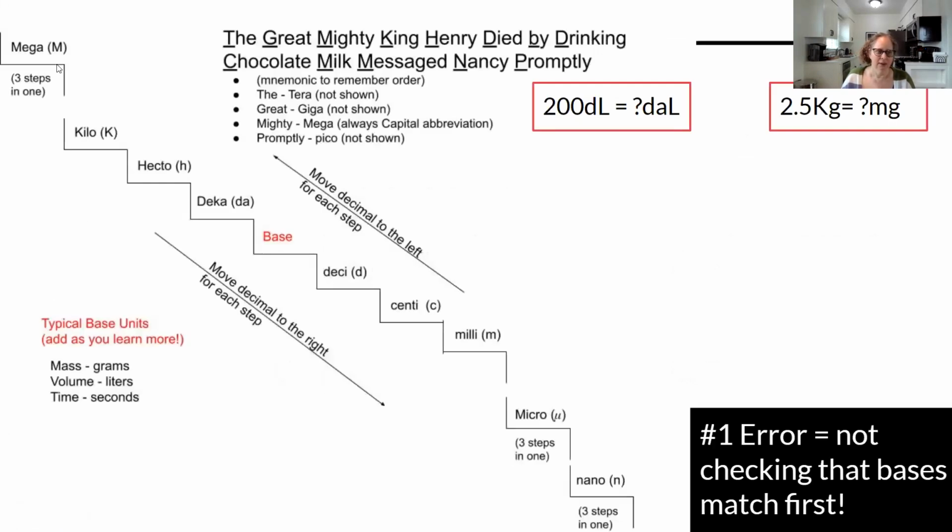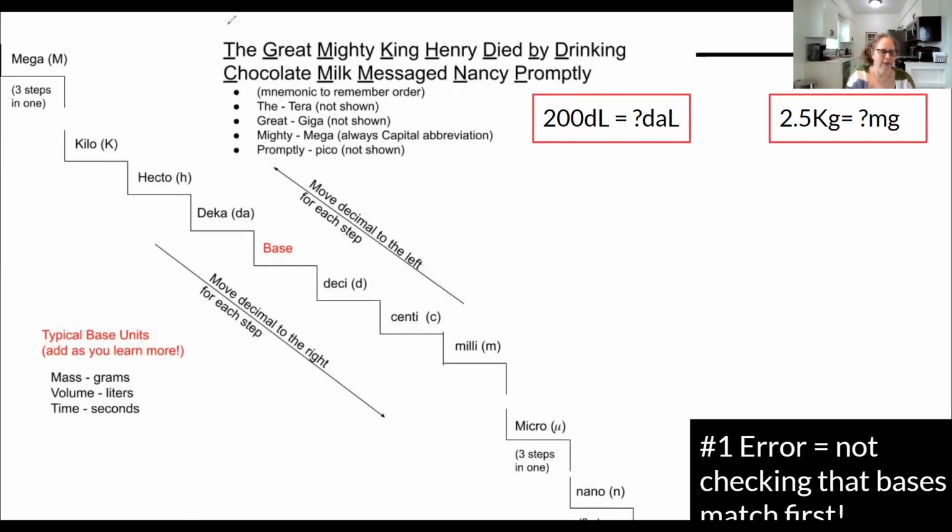Okay. The mnemonic is: King Henry died by drinking chocolate milk, messaged Nancy properly. Okay, so this does not have the V for terrors or the G for gigas. It starts with mighty for mega, kilo for king, and then so on. Okay, so that is the mnemonic to memorize for you going that way.